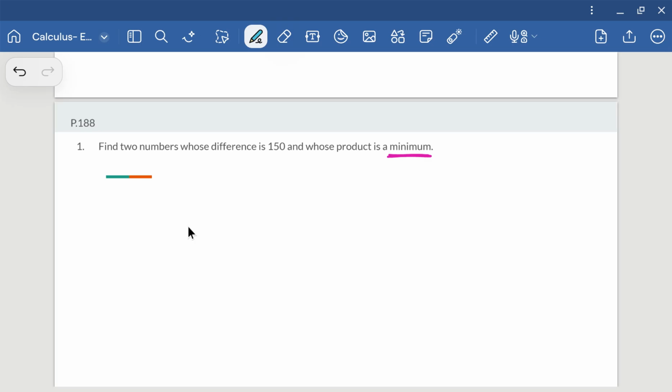So looking at this, we need to assign some variables. So we can say let x equal the first number.